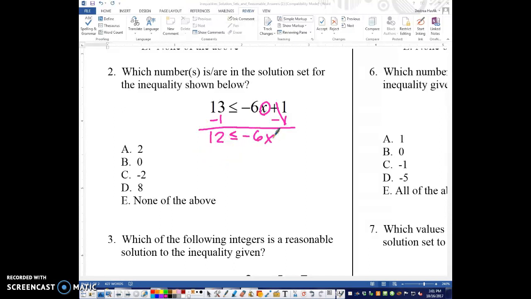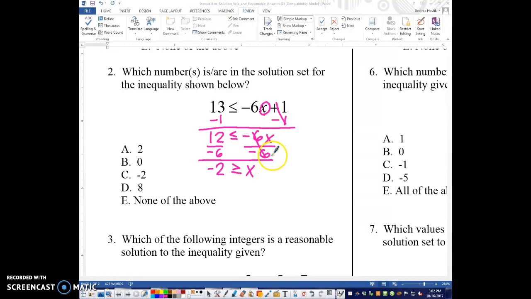What's the next step? Now we need to divide by negative 6. Divide by negative 6. Okay, so this cancels out. We have x, 12 divided by negative 6 is negative 2. Now, here's very important. Anytime you divide by a negative with inequalities, the sign flips.